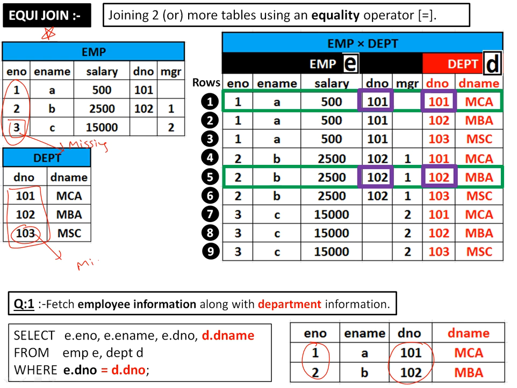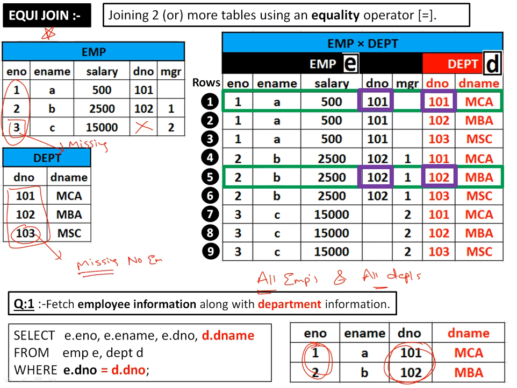That means in equijoin, I am not getting all employees and all departments. I am not getting this information. I cannot see all employees and all departments. Why? Because he is not working. And why is the department missing? Because it doesn't have any employees.